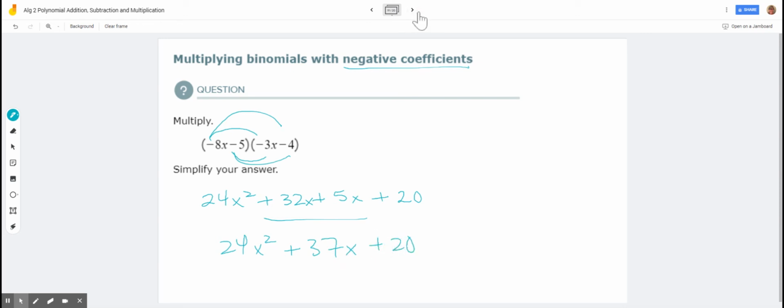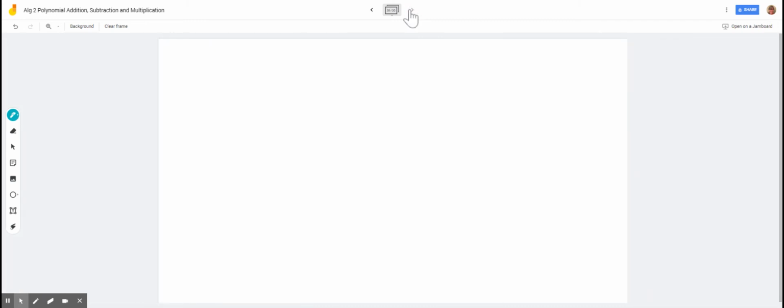Okay, next. Let's try another type of negative coefficients. I have to open up the second one. Here we go. Make this bigger. Oh, I didn't actually have a second one. No problem. Just be careful with the negatives, but yeah, that's it.